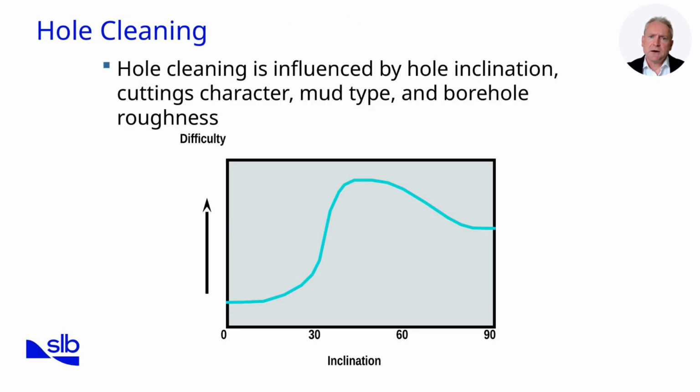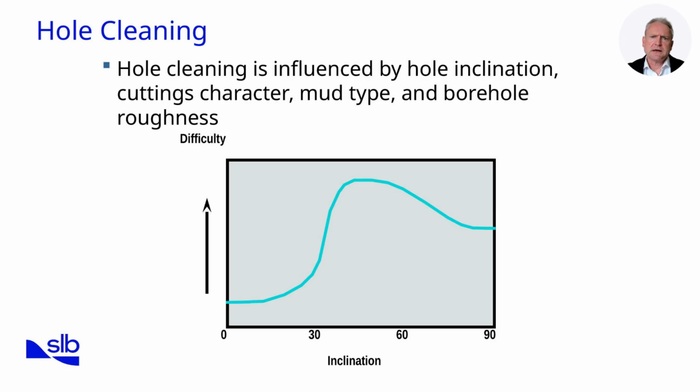The graph shows how hole cleaning difficulty increases with inclination. On the x-axis we have well inclination, from vertical at 0 degrees to horizontal at 90. On the y-axis we have the relative difficulty of hole cleaning. In the low inclination range up to about 30 degrees, hole cleaning is relatively straightforward because cuttings are lifted axially with the fluid. In the intermediate range, around 35 to 55 degrees, difficulty increases sharply.